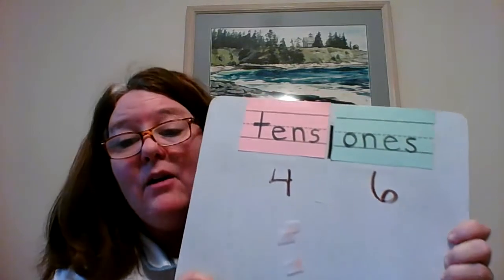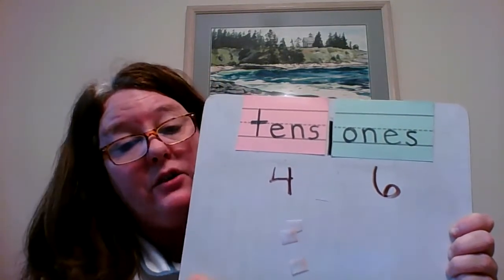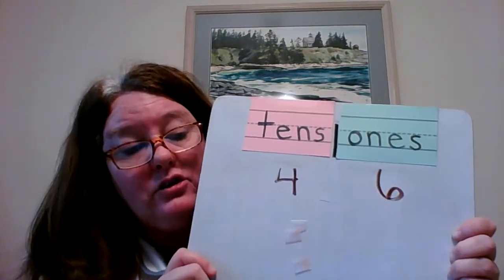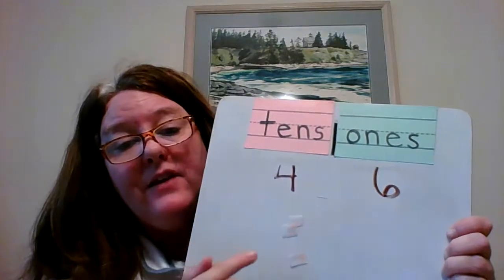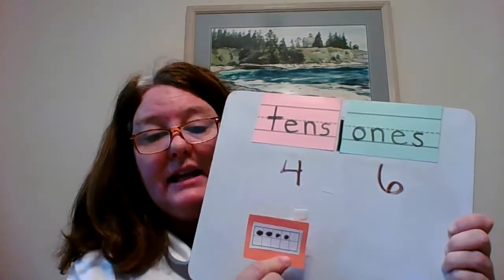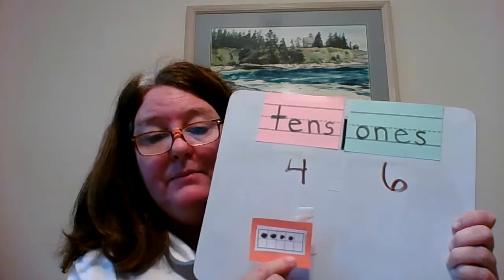Good. Oh, I see a question. Do 10 frames need to be horizontal or can they be vertical? Actually, they can be either way. Either direction is fine, but I find when you're filling it in, it's easier to fill the top row in first and the bottom row second. So I usually keep them this way. And I know in my class, we've kept them this way.